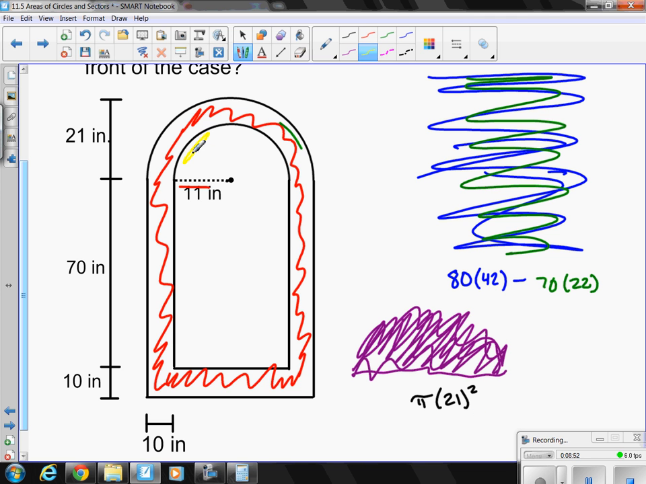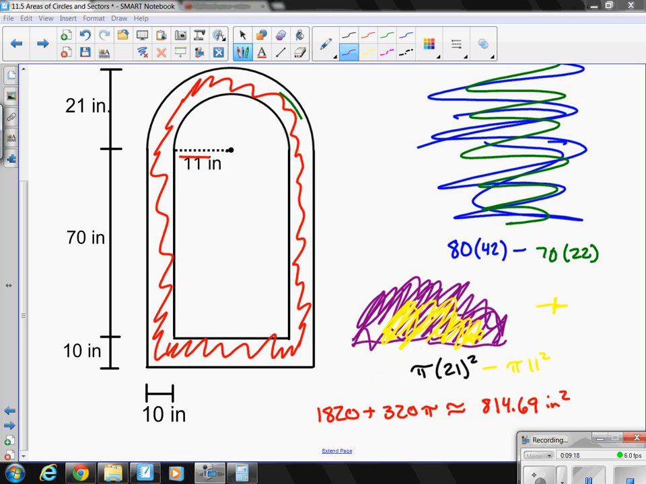Now the area of this part is going to give me just the wood part on the outside. So that would be minus pi times 11 squared. And now I have to add these 2 pieces together. And this gets a little bit big. I'm going to pause it and do my calculation.